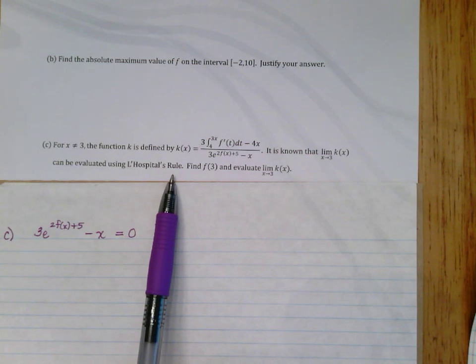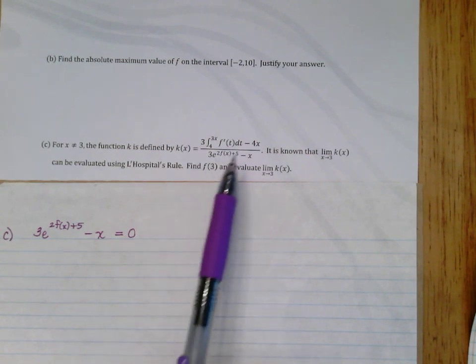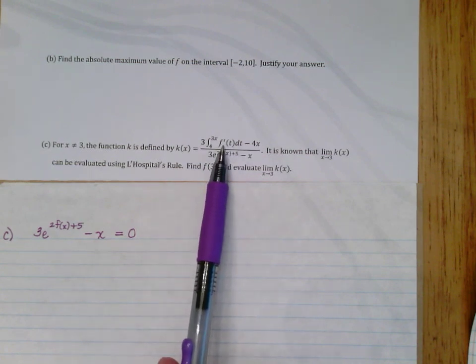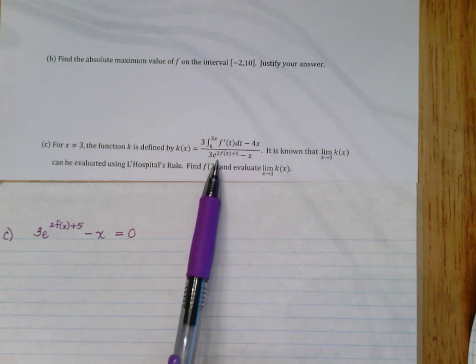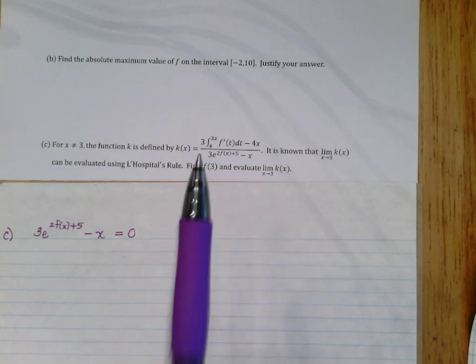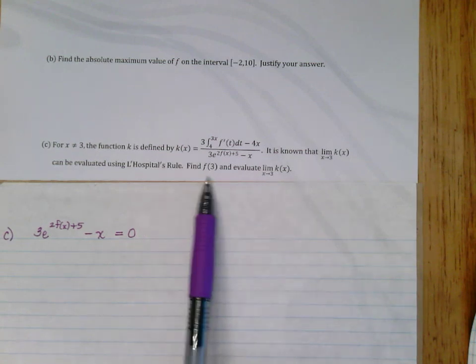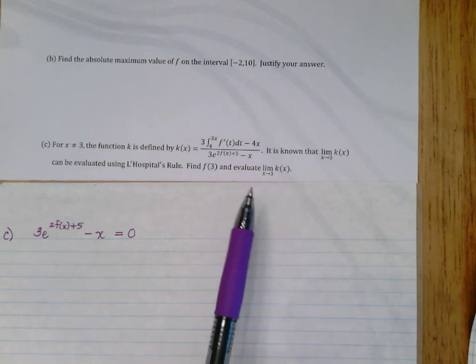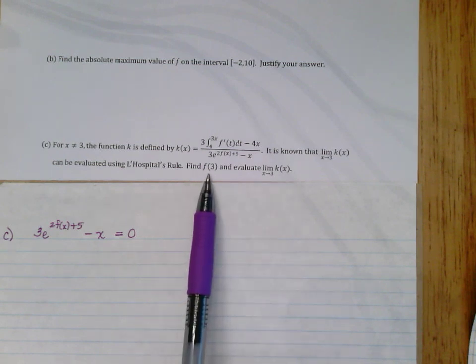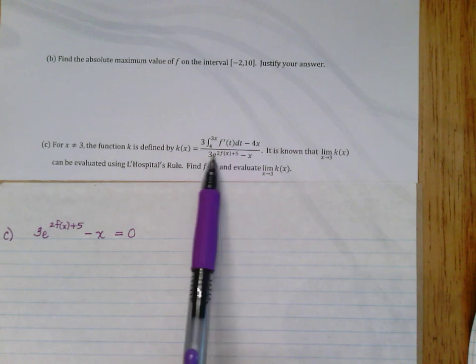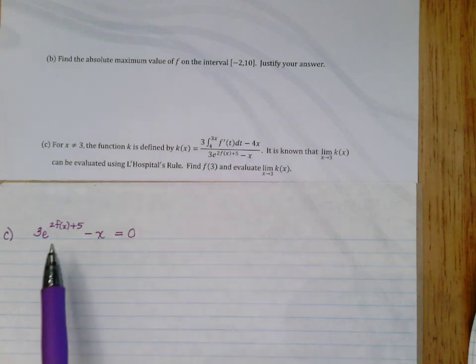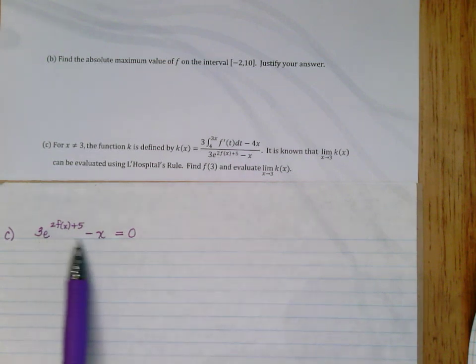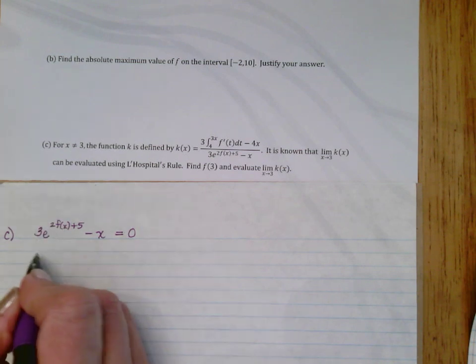So what does that tell us? It tells us that the limit of the numerator as x approaches 3 is 0, and the limit of the denominator as x approaches 3 is equal to 0. So find f of 3 and evaluate the limit as x approaches 3 of k of x. So the first thing that we need to do is find f of 3. Well, f of x is in the denominator here, and we know that as x approaches 3 this has to be equal to 0.